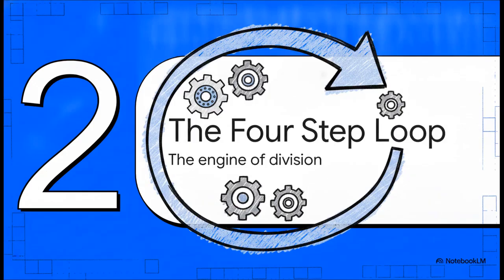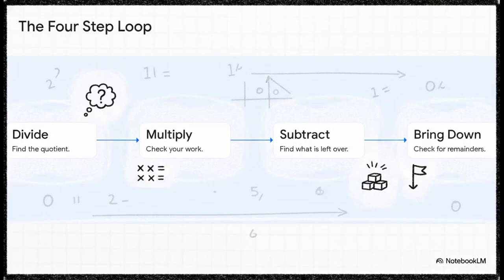Moving on to section 2, the 4-step loop. Now that our house is built, we are ready for the core engine of this entire explainer. The crucial point here is mastering this unbreakable 4-step sequence. Divide, multiply, subtract, and bring down, or finish. Let's do a quick mental test run with 9 divided by 4.